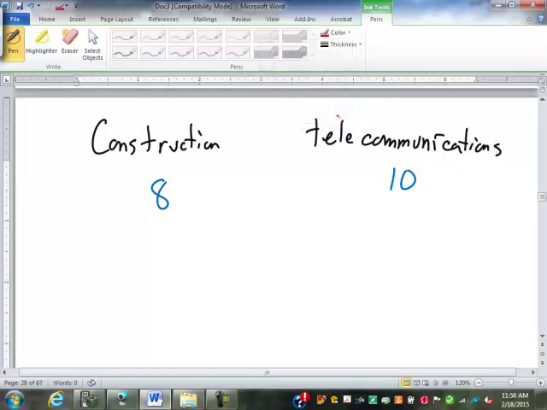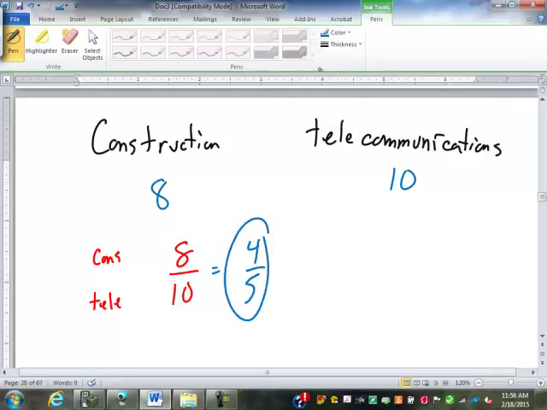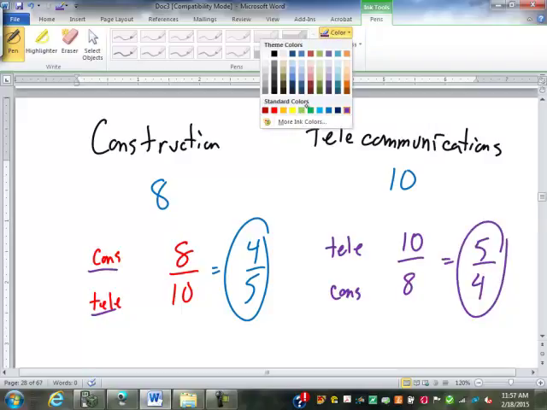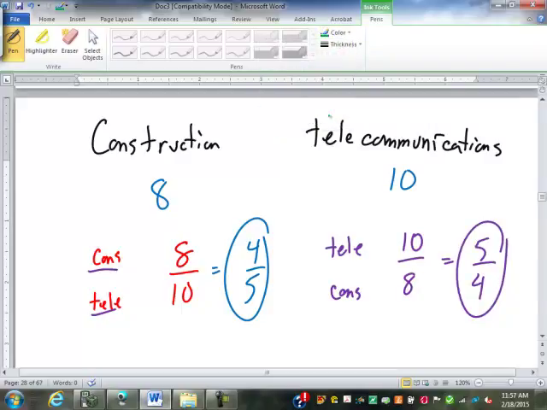I can do a ratio of construction to telecommunication. There were 8 construction, 10 telecommunication. And I can reduce that to a 4:5 ratio. But that's not the only ratio that's here. I could flip that around because there's really no reason why the construction has to be first. I can flip that around to telecommunications to construction, which would be a 10:8 ratio, or reduced to a 5:4. But there's even ratios beyond that.